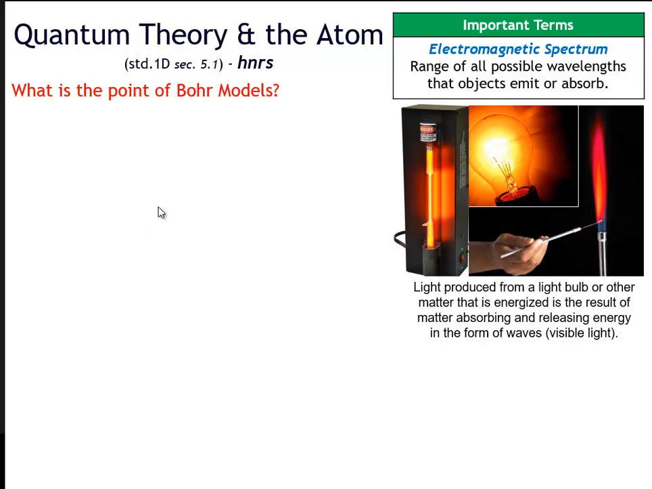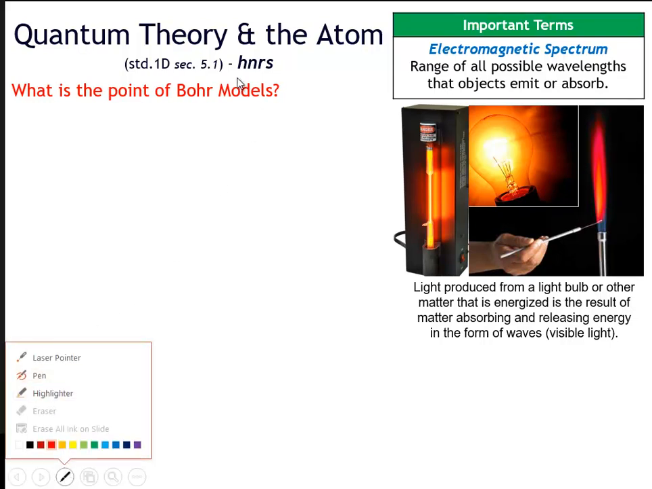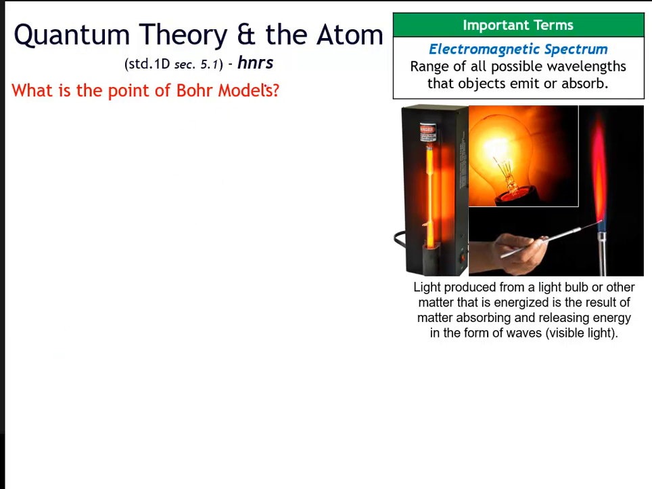Hello, this is Mr. O'Brien, and this is going to be part two of the quantum theory of the atom, and this is strictly for honor students. In this notes series, we're going to talk about an attempt to explain why we use Bohr models and how Bohr models help us to rationalize the color of light that we see.